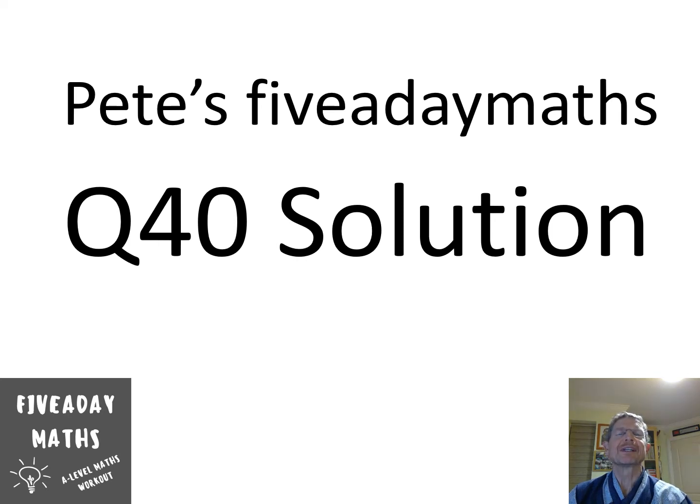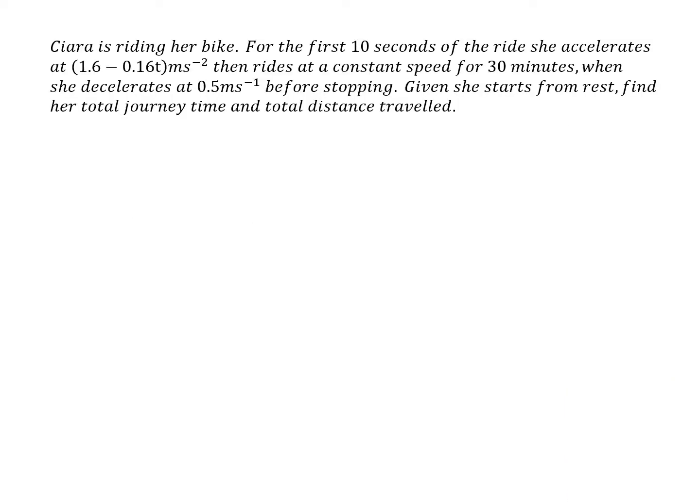Okay, question 40. Kira's on her bike ride, obviously getting her exercise for today. Let's see how long it takes her. Off she sets, and on the first section of the journey, the acceleration is a function of time. That tells us that we can't use SUVAT because the acceleration is varying.